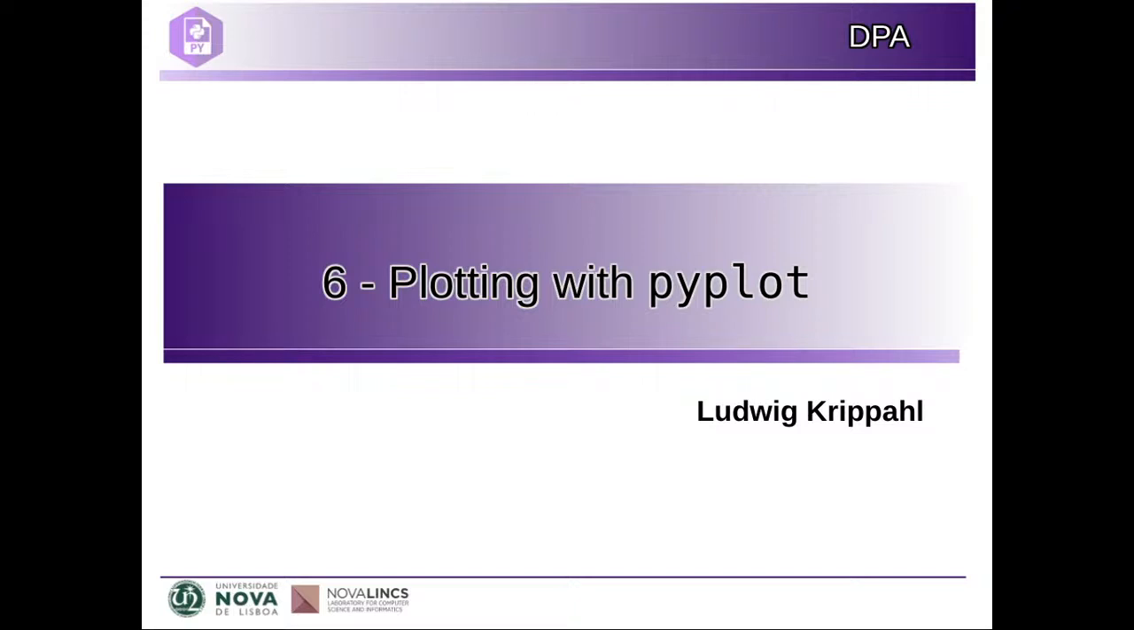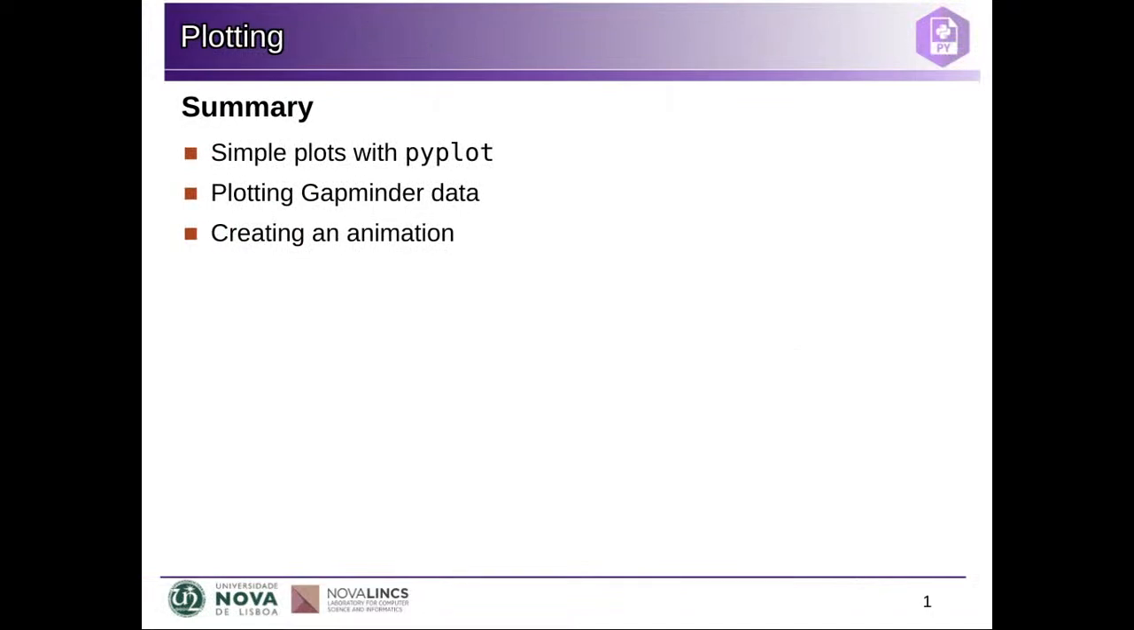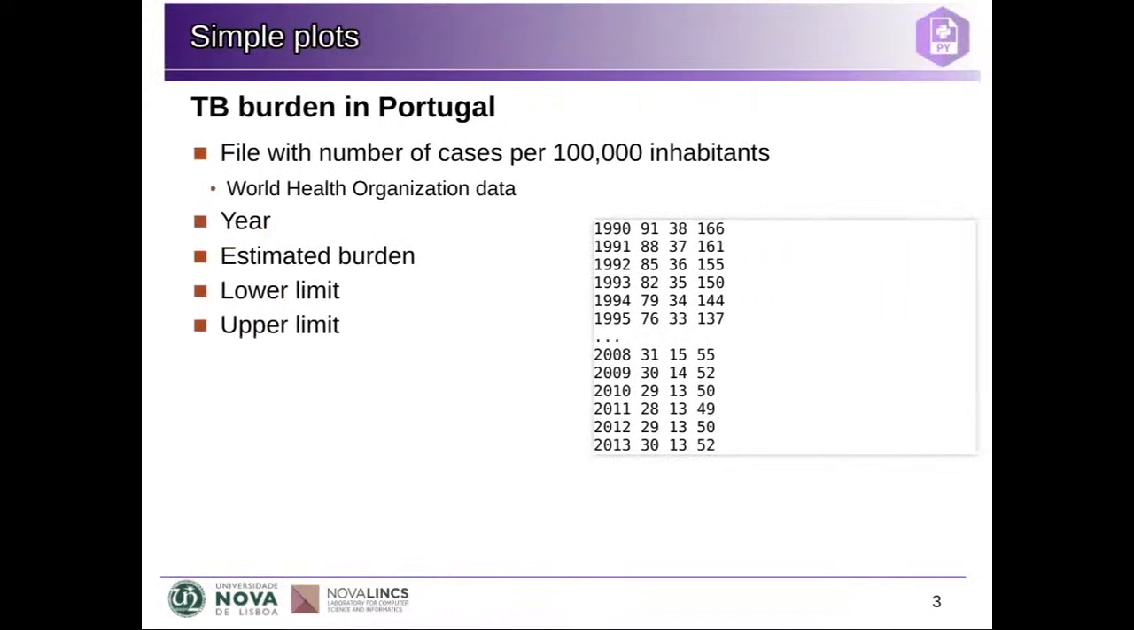In this lecture, we'll focus on the matplotlib library, in particular the pyplot module, which is a very useful library for visualizing data. So we're going to look at how to create simple plots. Then we're going to go back to the data that we were working with in the previous lecture, Gapminder, and see how we can plot relations between different indicators, and then create an animation by automating the generation of different plots. So let's start with a simple plot.